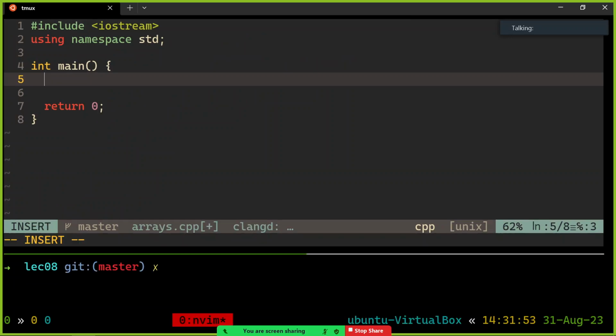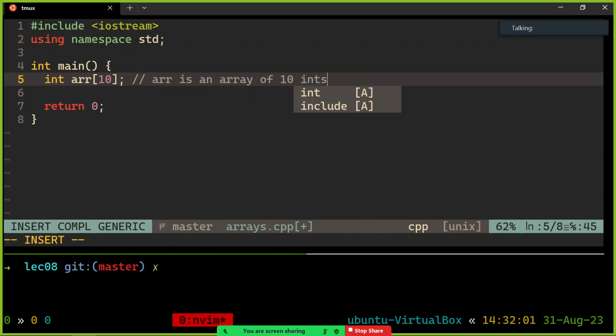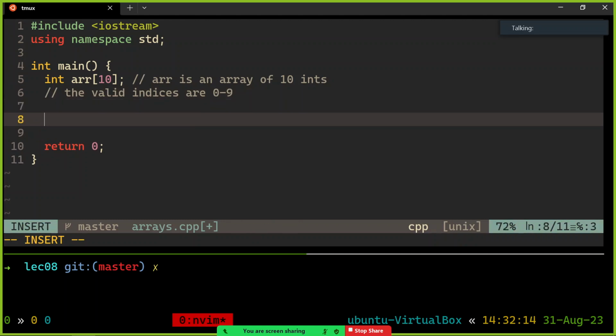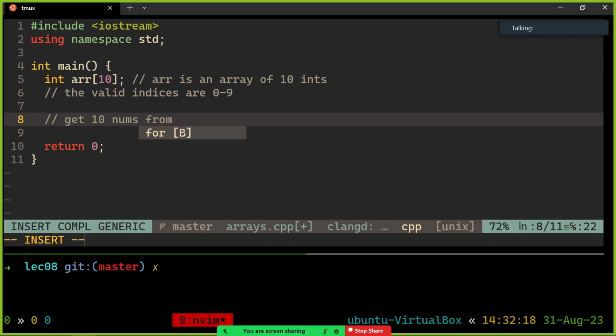Alright, so let's make that array, int r size 10. So now r is an array of 10 ints, has the capability of holding 10 things, and the valid indices are 0 through 9, remember. So those are the ones you can talk to and ask about. Now my goal is to get 10 numbers from the user and put them into the array.